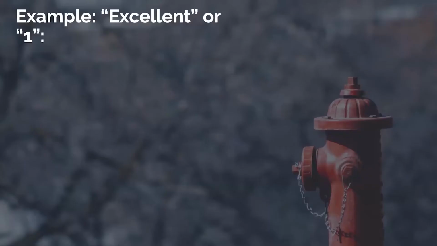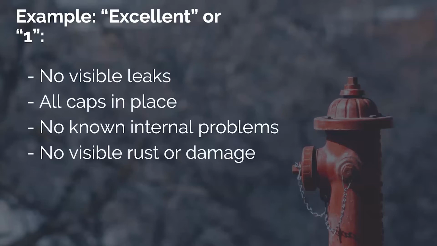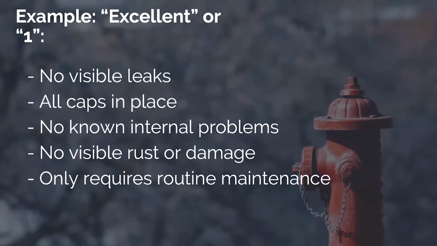What we'll typically do is start at one end of the scale and work that out and then figure out what the graduations in the middle are. So one example for a hydrant might be a hydrant with no visible leaks, it's got all the caps in place, there's no known internal problems, there's no visible rust or damage, it only requires routine maintenance, and it's fully operational. Those might be the criteria that we use to define a 1 or an excellent.